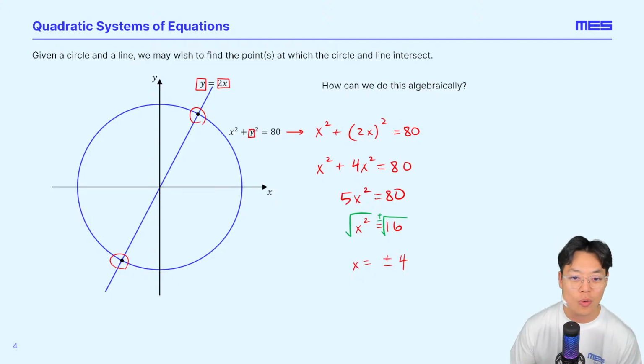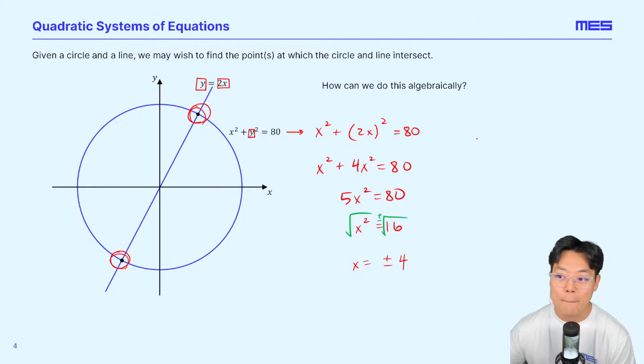And that's how we know we get these two solutions, these 2 points of intersection, because x can equal either 4 or x can equal negative 4. And this is quite easy to solve because y is equal to 2x.